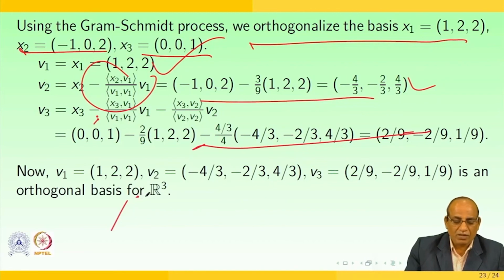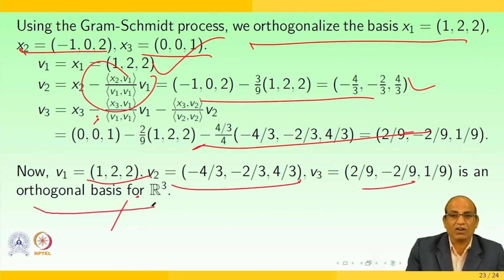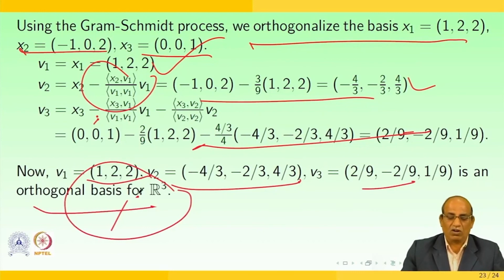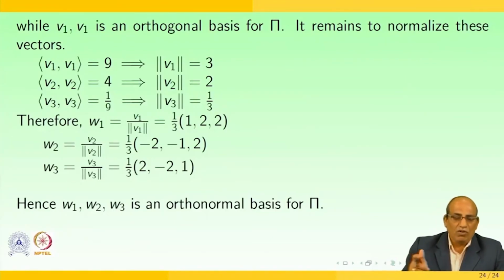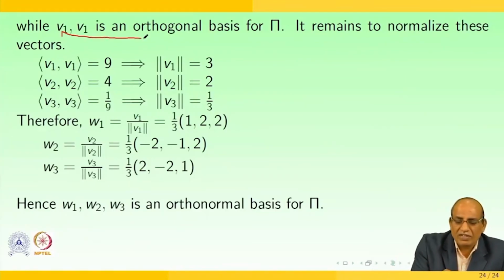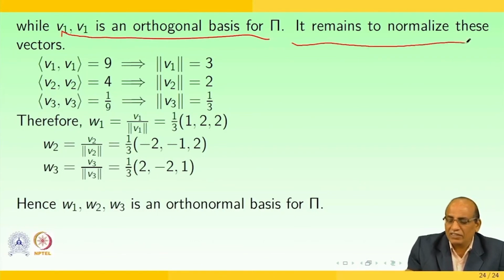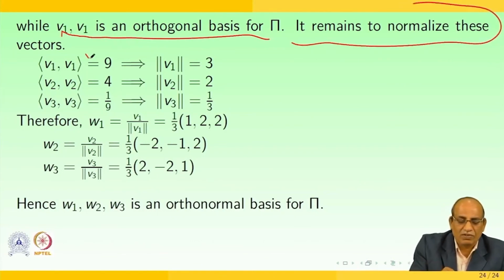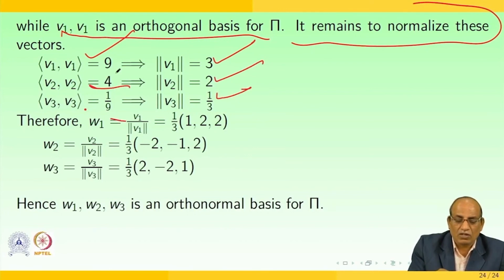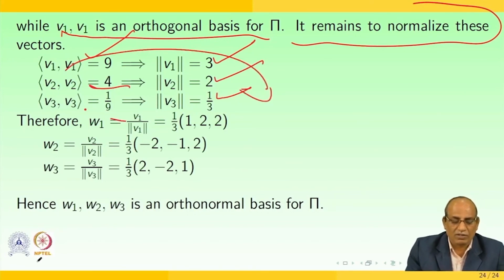We get V1 equals 1, 2, 2 and V2 equals minus 4 by 3, 2 by 3, 4 by 3, and V3 gives an orthogonal basis for R3. That means V1, V2, and V3 are all obtained, so they form an orthogonal basis for the plane. It remains to normalize these vectors. So only one vector will become an orthogonal vector.